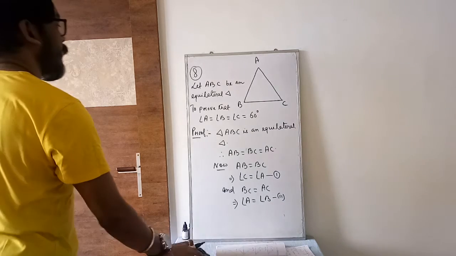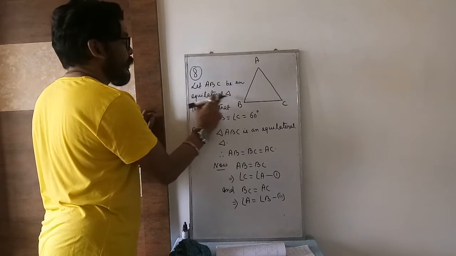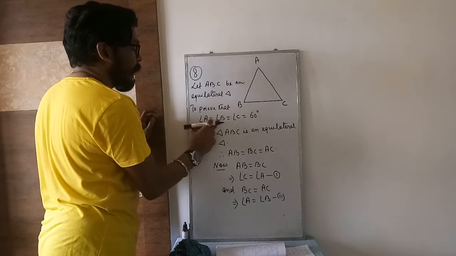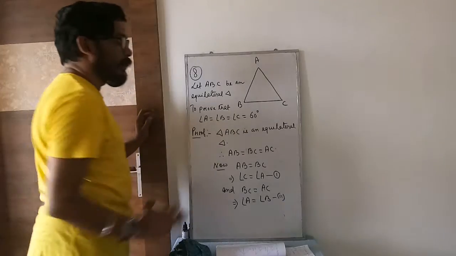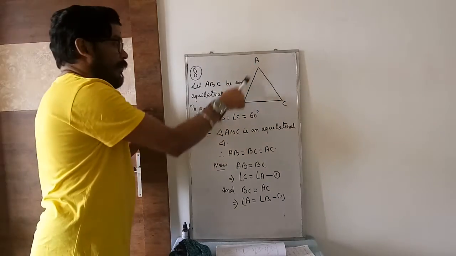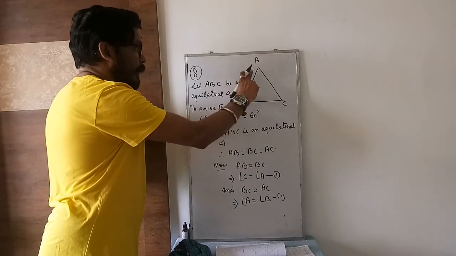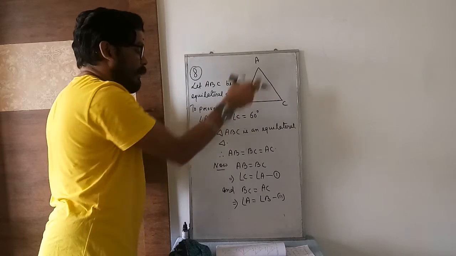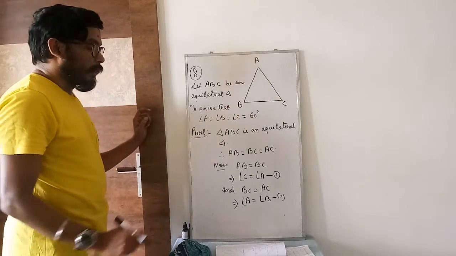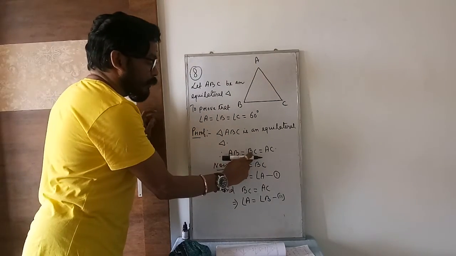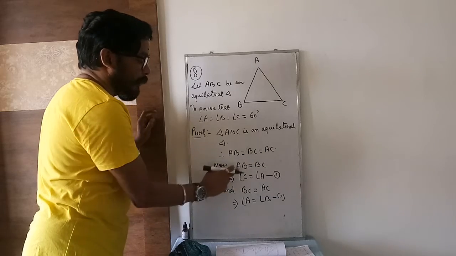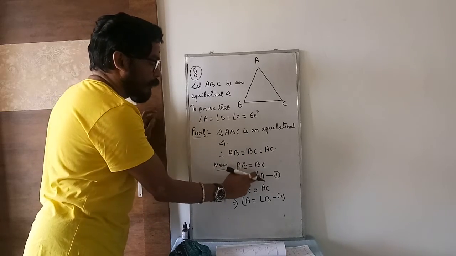Let me read it first. Let ABC be an equilateral triangle. To prove that angle A equal to angle B equal to angle C equal to 60 degree. ABC is an equilateral triangle. So what you can write? AB equal to BC equal to AC. All sides equal. Let me take the first two sides. AB equal to BC. AB opposite angle is C. BC opposite angle is A.